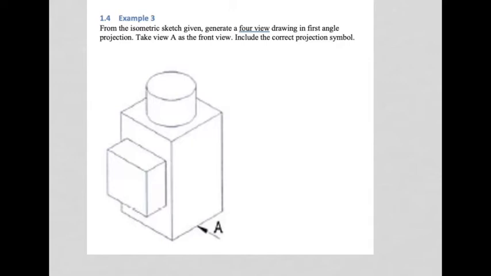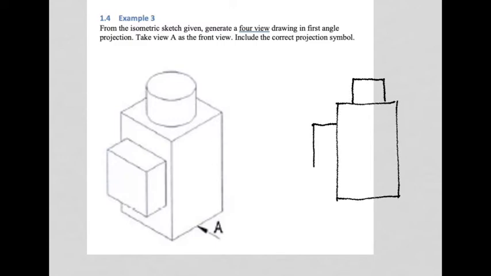So view A would be the rectangle. Remember, I'm viewing from the direction of this arrow, and on top I would see the cylindrical portion sticking out upwards, and on the left hand side I would simply see a rectangle depicting the block.